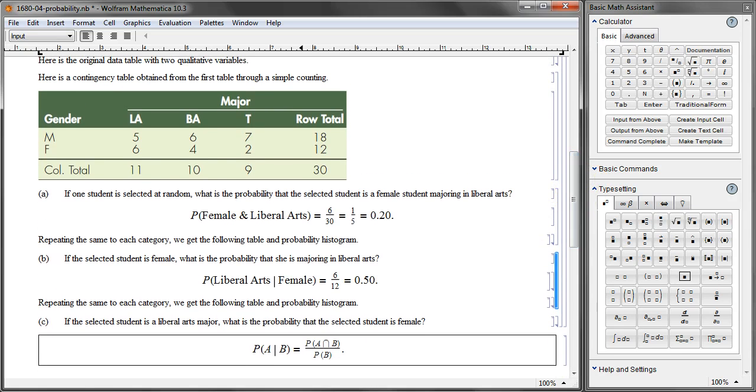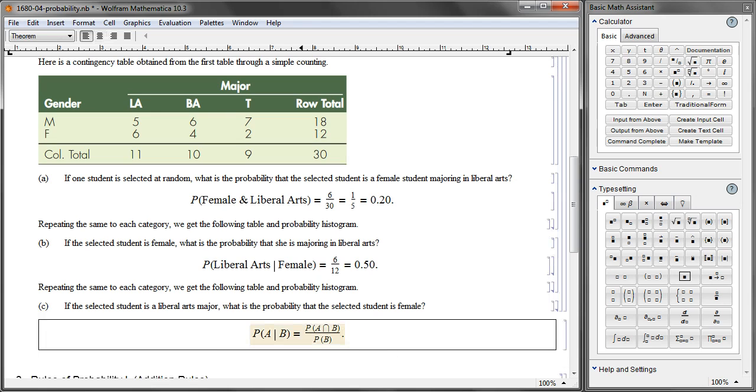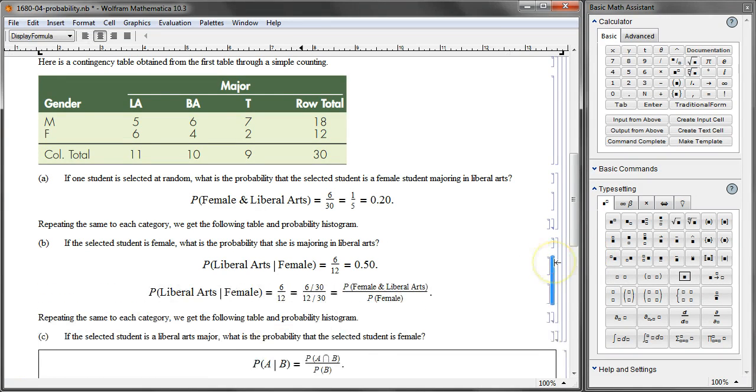Liberal arts, if the selected student is female, so that's the condition. Given that condition, what is the probability that she is majoring in liberal arts? So we changed the sample space and then got 6 over 12, 50%. But what if we use this set theoretical expression? What do we have? We're going to get something like this.